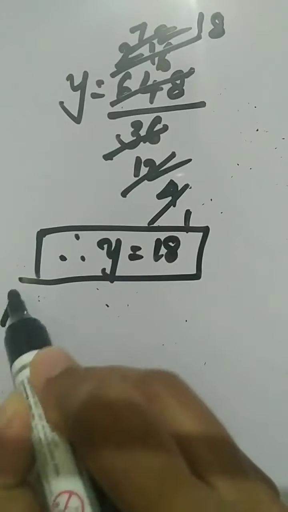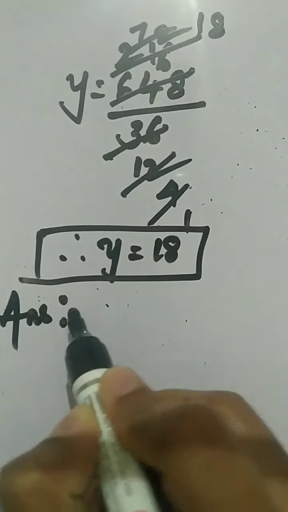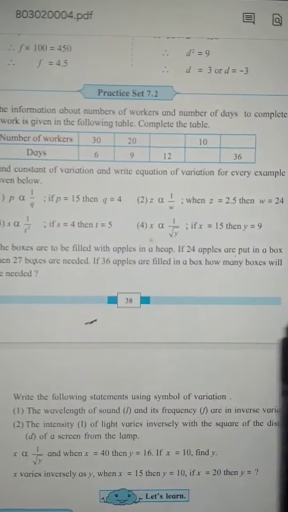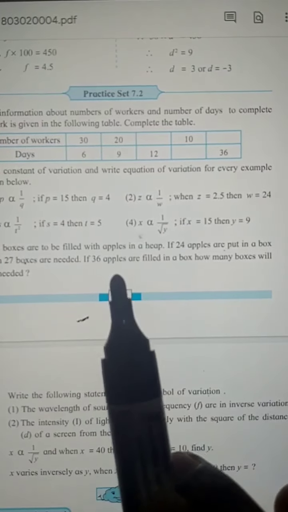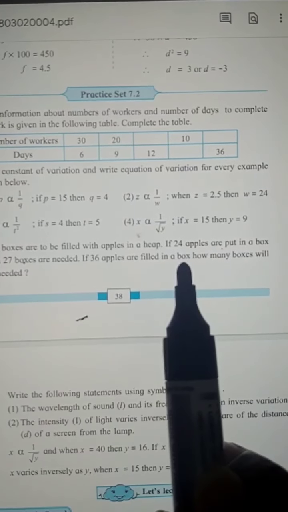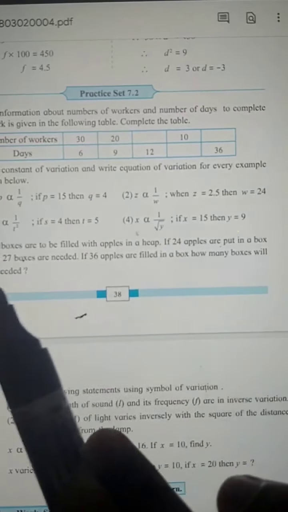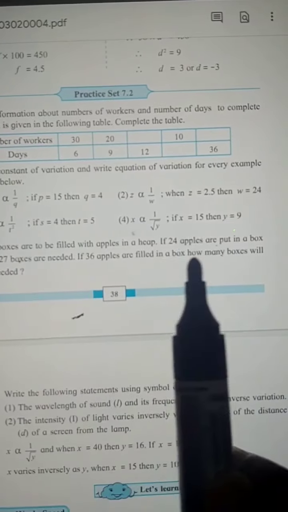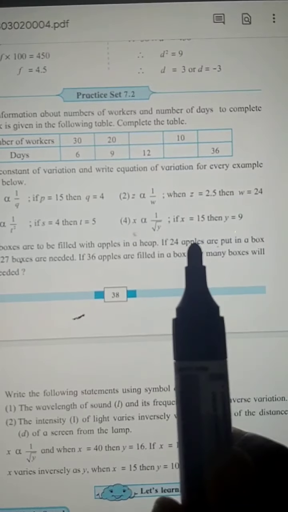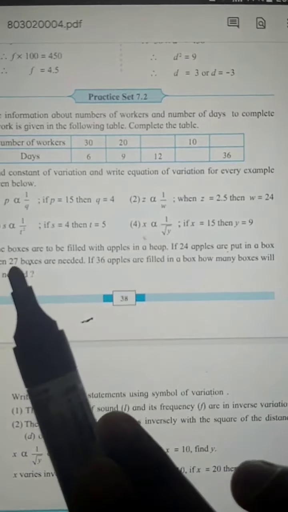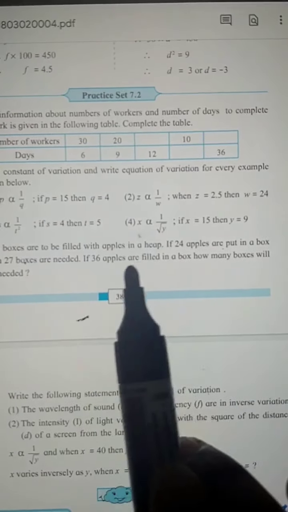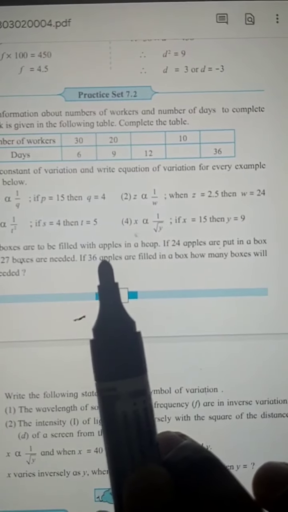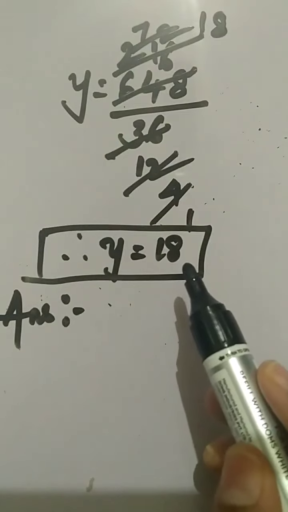Now in this word problem, you have to write the answer in a full sentence. For 24 apples, 27 boxes were needed. So if 36 apples can be filled in a box, the number of boxes needed will be less, no? Correct, no? Because in this box only 24 apples could be filled, so you need 27 boxes. Whereas the second box was bigger, so 36 apples could be filled. So you need only 18 boxes.